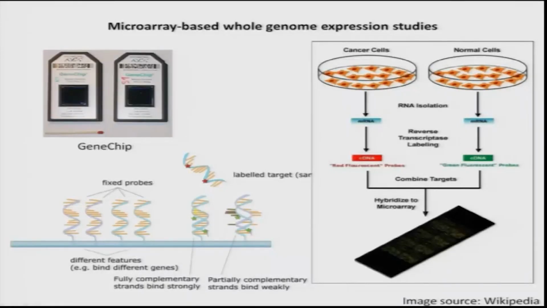So, what do you do? You have these two samples, you extract the mRNA from each one of them, and then you make what is called a cDNA. That is something that we discussed. So, you basically make a complementary or copied DNA.